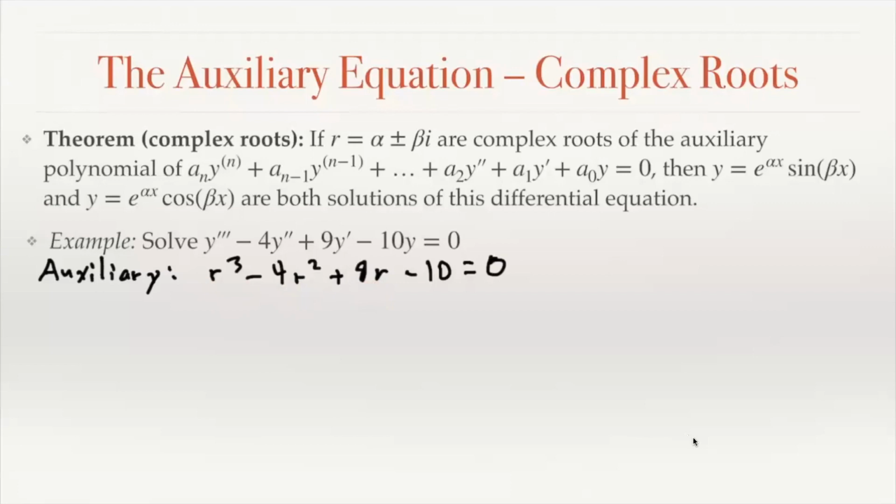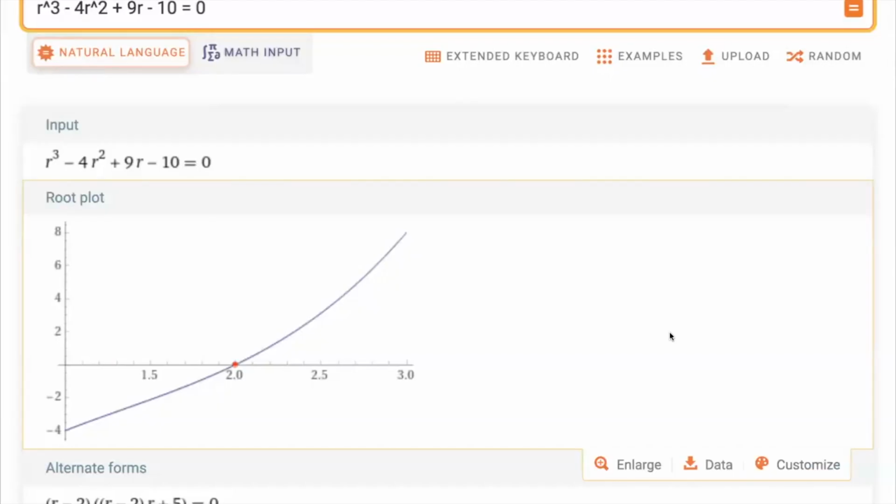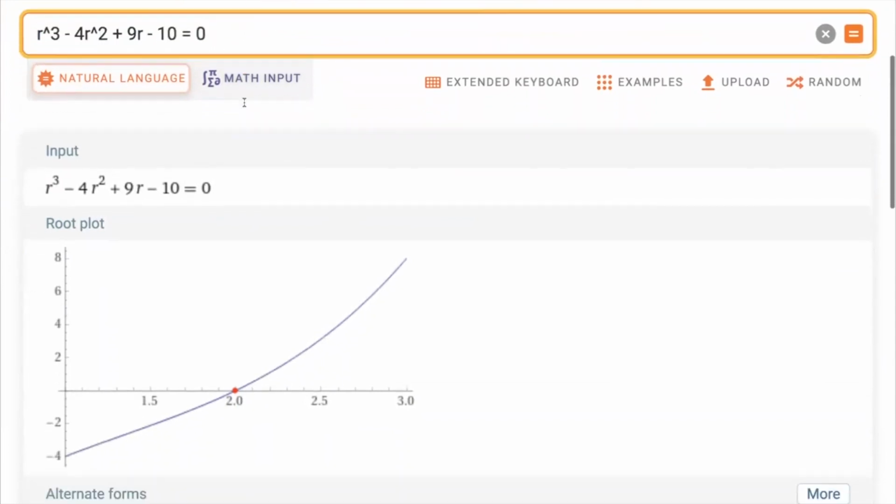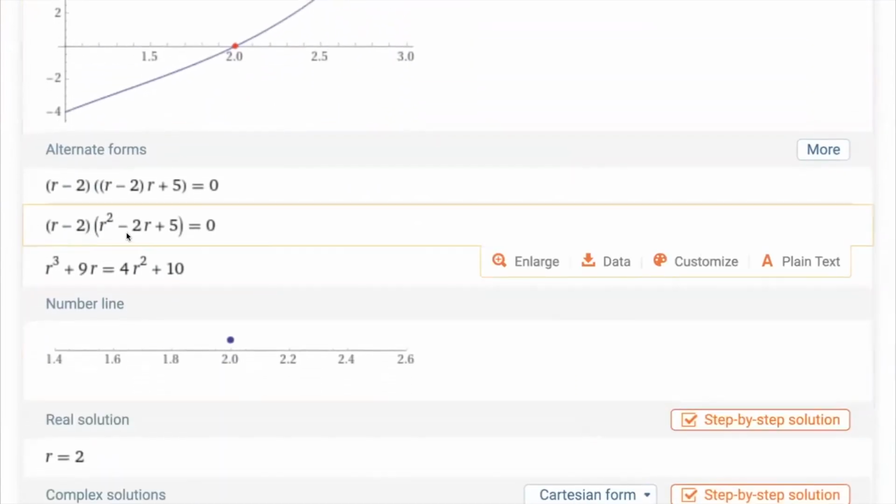I'll trust that you know how to do that in principle, but if you want to verify your work, or you know how to do it and you just don't want to spend too much time doing it, you can also ask Wolfram Alpha. So I inputted this auxiliary polynomial right there, and it factors it for me right there. And that means that we have a root of 2, and in this part, it does not factor over the real numbers.